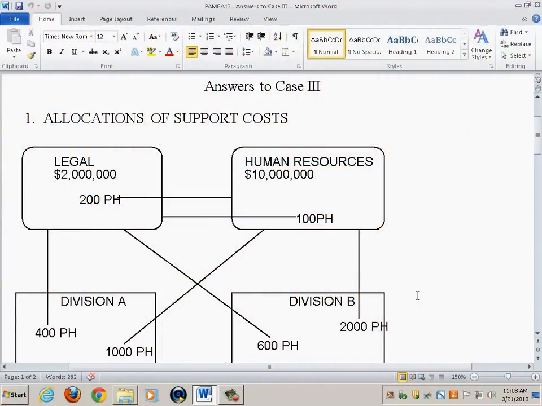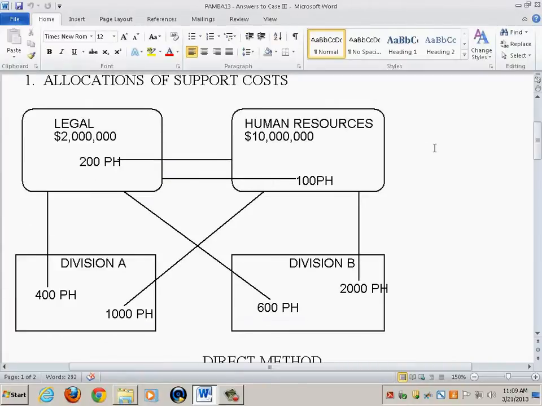Let's start with answers to case number 3, which covers certain aspects of cost allocation. And let's start with the issue of allocating the costs of support units. So here's the chart. And remember, in the example, we had 2 support units, legal and human resources, and 2 operating divisions, Division A and Division B.